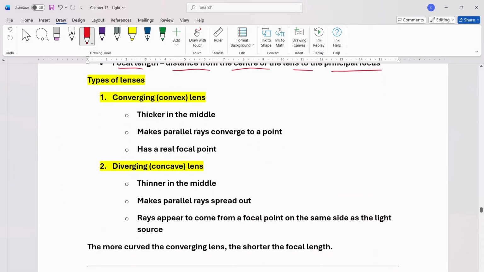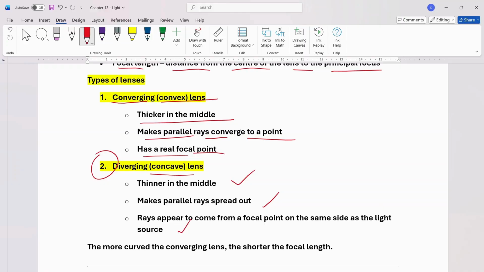Now we have two types of lenses. Converging, that is convex lenses, are thicker in the middle and make parallel rays converge to a point, with a real focal point. Another is diverging, also called a concave lens, thinner in the middle, which makes parallel rays spread out, so the rays appear to come from a focal point on the same side as the light source. The more curved the converging lens, the shorter the focal length.